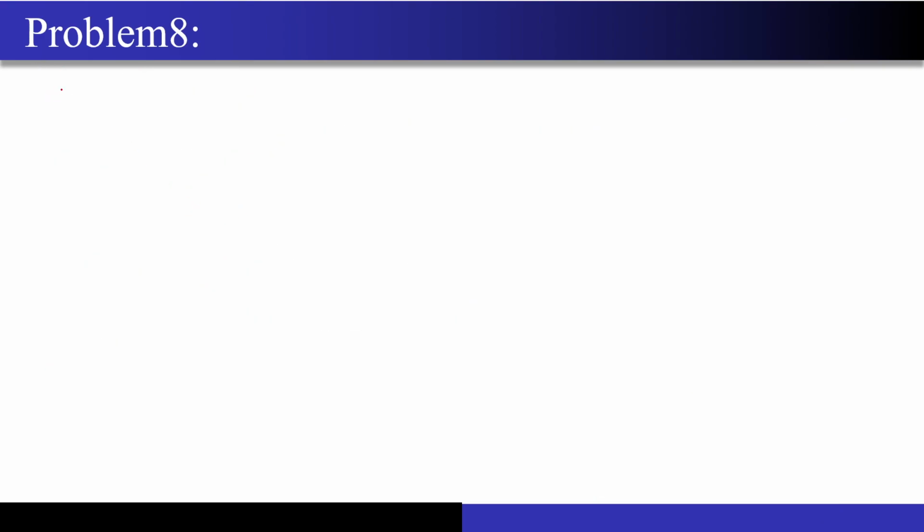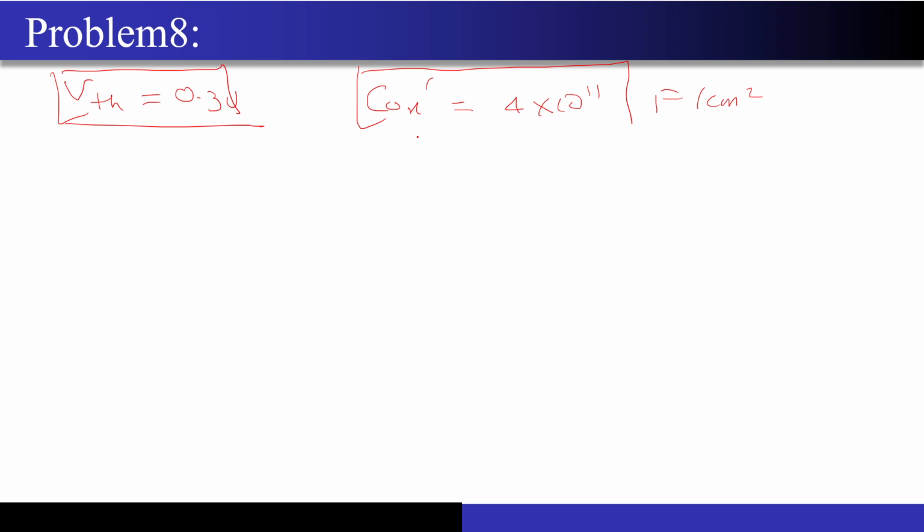So the value of Vth that you will be able to find out will come out to be around 0.3 volts. And the value of Cox prime that you will be getting will be coming close to 4 into 10 to the power 11. And this unit is what, farad per centimeter square. This is a capacitance per unit area, right? So these are the two values that you got, right?